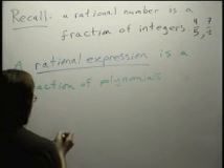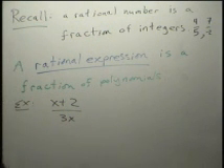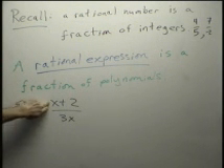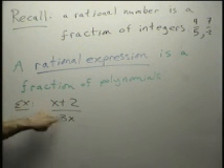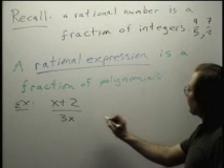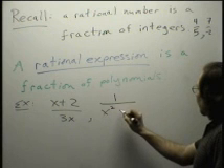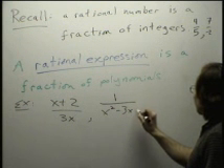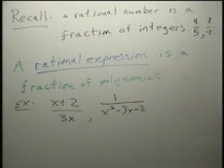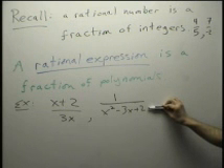So, for example, we could have x plus 2 over 3x, because x plus 2 is a polynomial, and so is 3x. So if I make a fraction of the two of them, that's a rational expression. Another example that we could have is 1 over x squared minus 3x plus 2. Okay? Either way, again, it's a fraction made from polynomials.